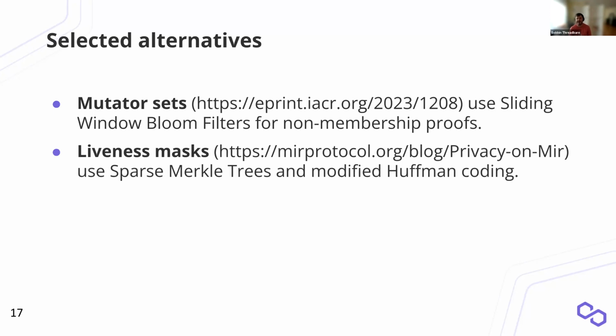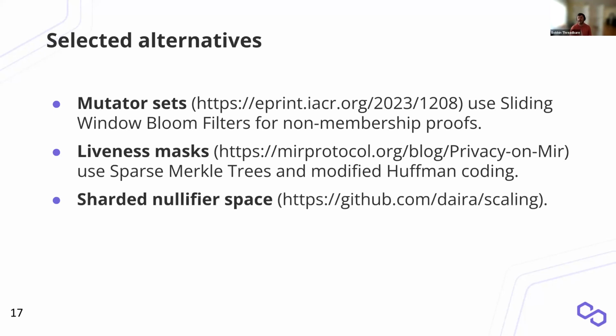Polygon Zero, previously Mir, had this interesting approach where they use this Leibniz mask, which can be compressed using modified Huffman coding. I think the benchmarks they got there is that each active nullifier and spent nullifier would require only 5 bits or something like that of storage. So it was very efficient in that.